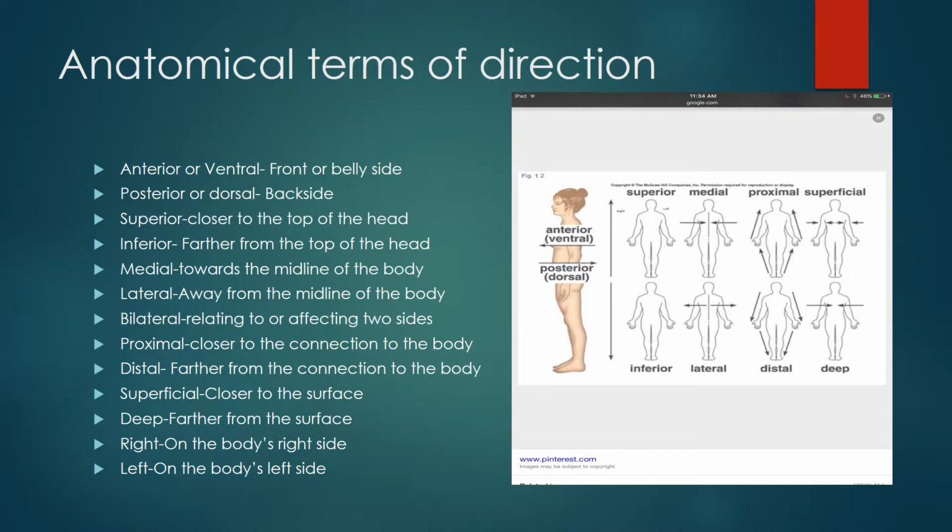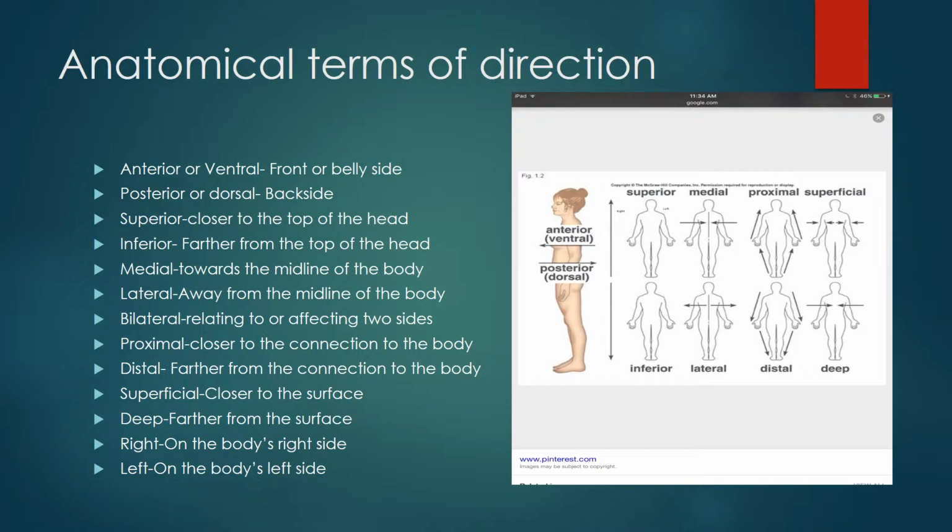Proximal, closer to the connection to the body. Distal, farther from the connection to the body. So, the shoulder is proximal to the hand. The hand is distal to the shoulder.